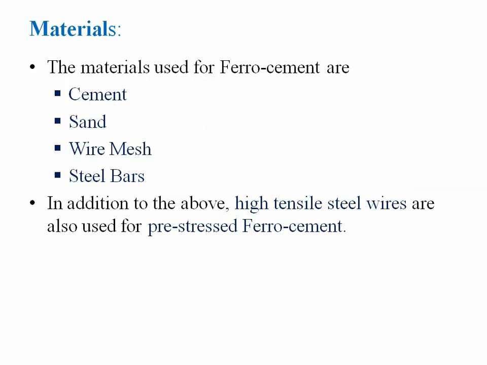So next we'll go through the materials which are used in ferrocement. That is cement, sand, wire mesh and steel bars, as I have explained just now. In addition to these materials, high tensile steel wires are also used in the production of pre-stressed ferrocement. So now we'll go one by one in detail.